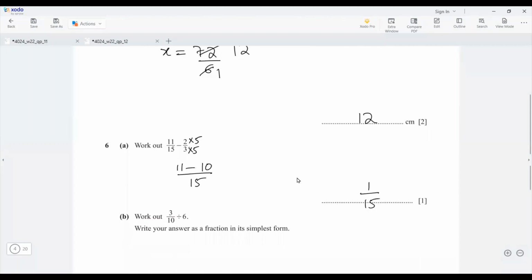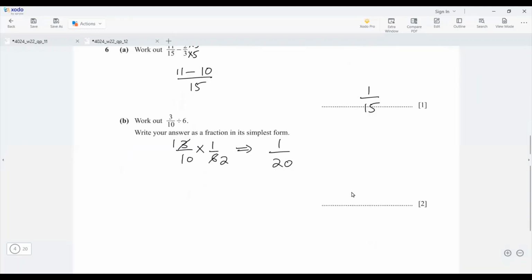So moving to the next part, we have to write it as a fraction in its simplest form. So 3 over 10, remove the division sign and take the reciprocal of 6, that is 1 over 6. Now cut down the numbers: 3 one time and 3 two times 6. So 1 into 1 is 1, and 10 times 2 is 20. So this is a simplified fraction. It carries 2 marks.